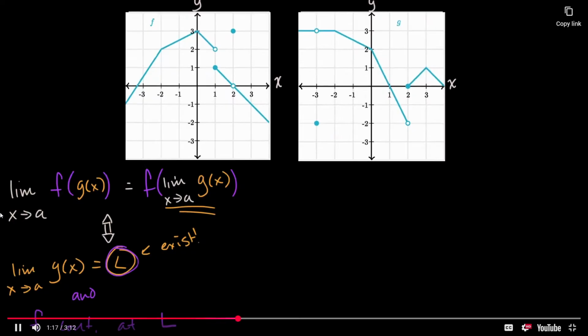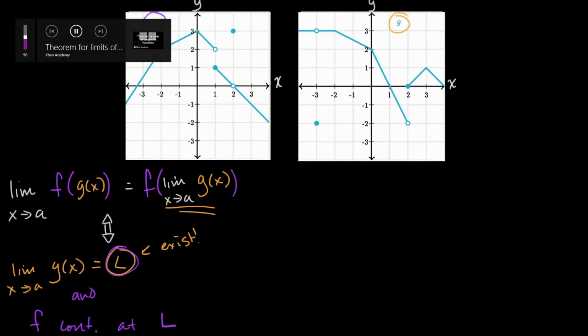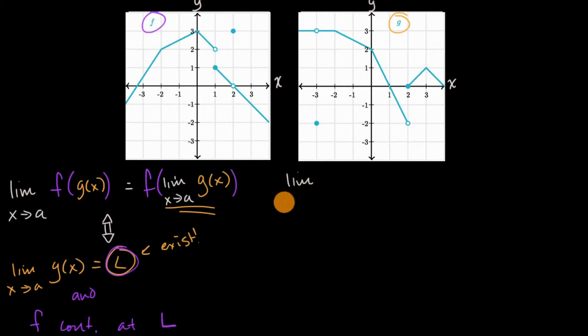So here I have two functions that are graphed. On the left-hand side is our function f, and what we see on the right-hand side is our function g. First, let's figure out what is the limit as x approaches -3 of f of g of x.